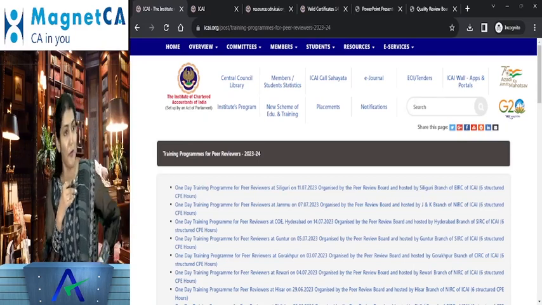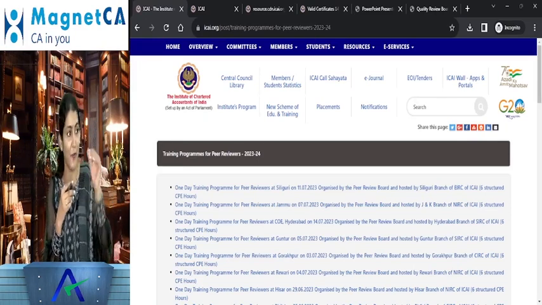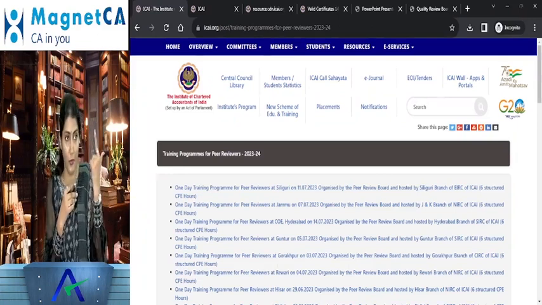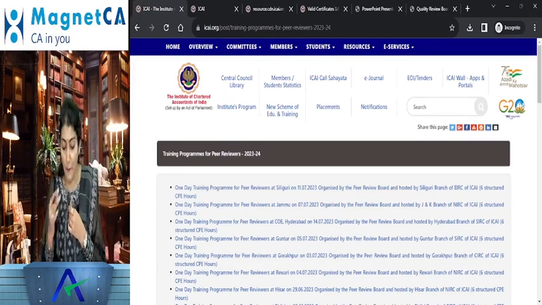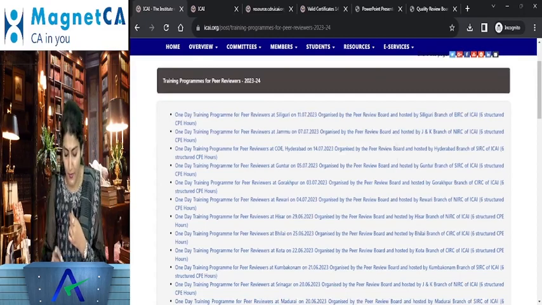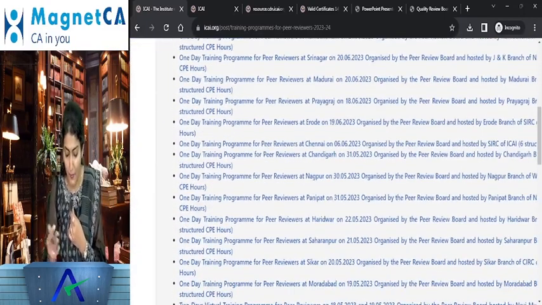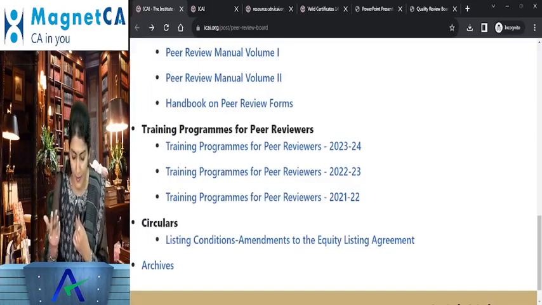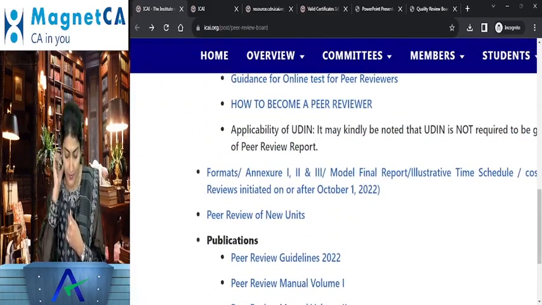You cannot just walk into any CA firm and say, okay, I have come to do your peer review. No, there is an eligibility to be a reviewer. You have to do the training program, clear the requisite test, give the declarations, and then empanel yourself as the reviewer. So these are the various places where the training programs for the reviewers are taking place. And after that you have the other guidelines.